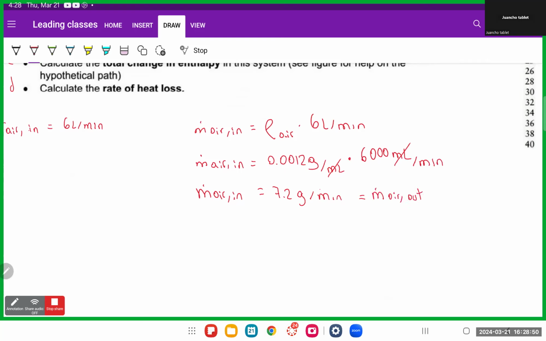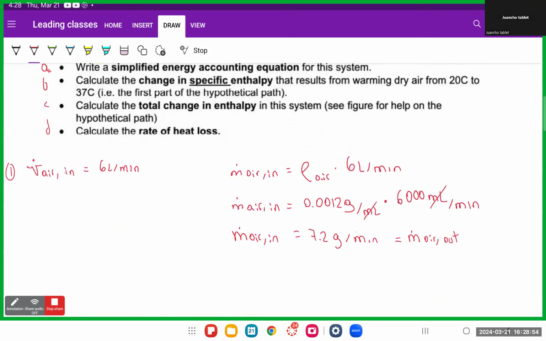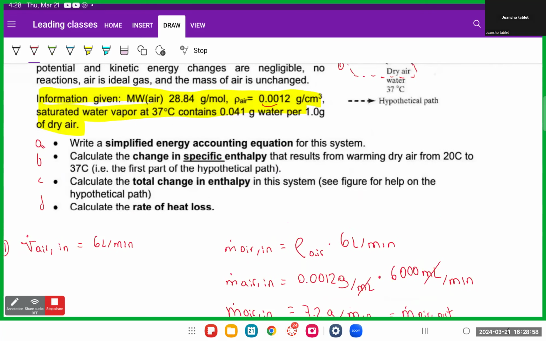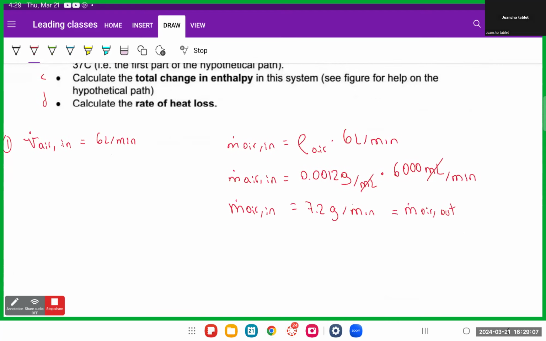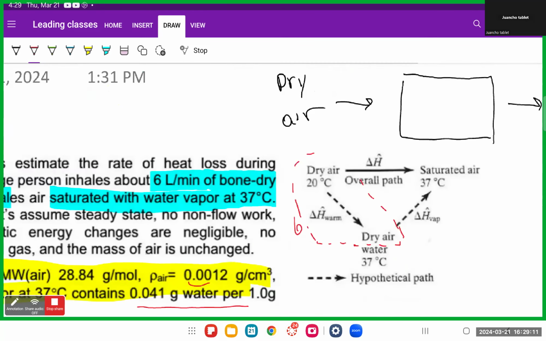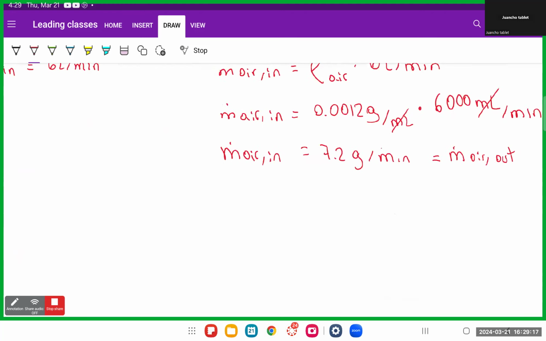And funny enough, from this, we could also calculate the mass of water coming out. We know that for every gram of dry air, we have 0.041 grams of water. So we know that water coming in is 0, given the sign over here. We don't have any water because it's dry air, but we definitely have water coming out.